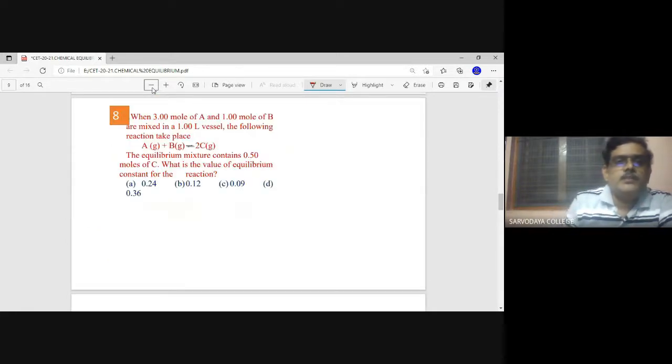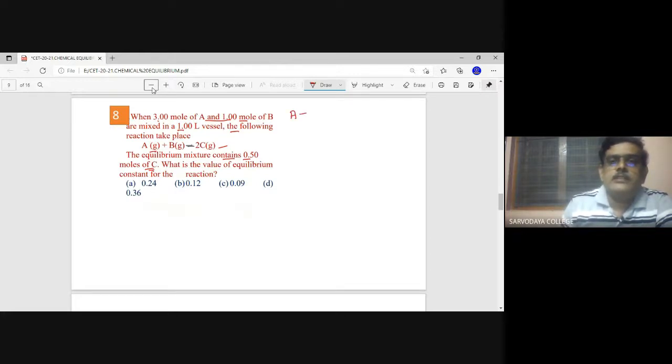When 3 moles of A and 1 mole of B are mixed in a 1 liter vessel and the following reaction takes place, an equilibrium mixture contains 0.50 moles of C. Now we have to calculate the value of K. So this is based upon the previous question where there was the degree of the reaction.